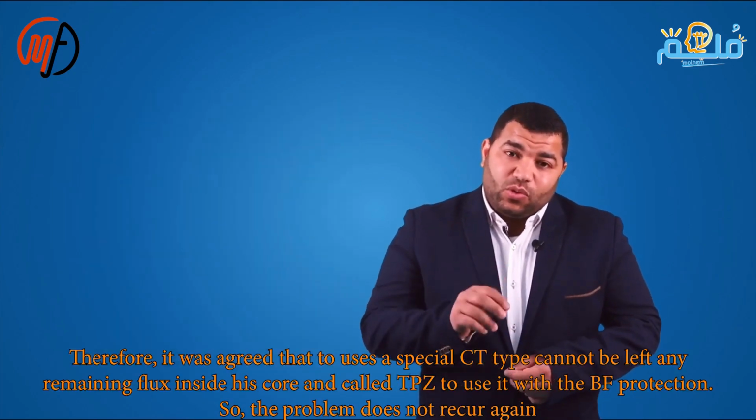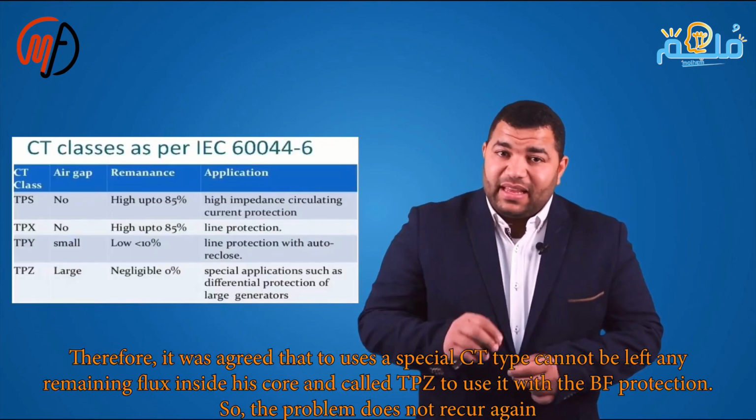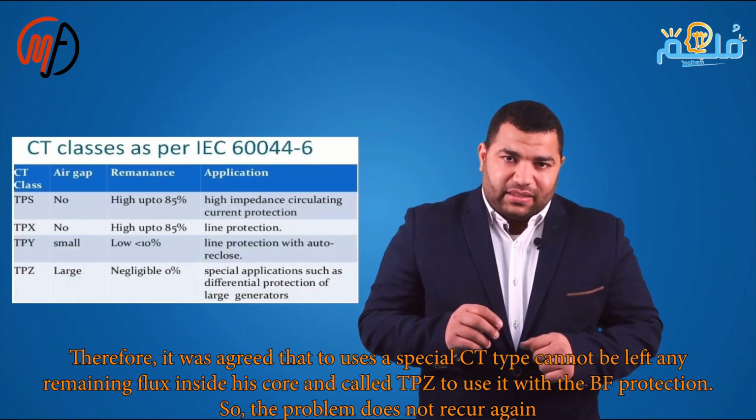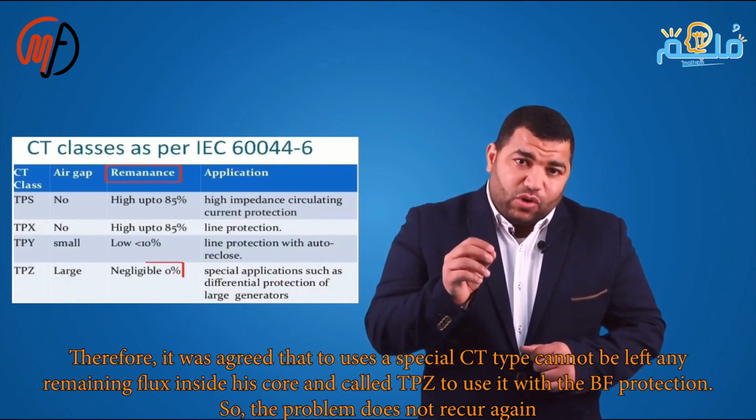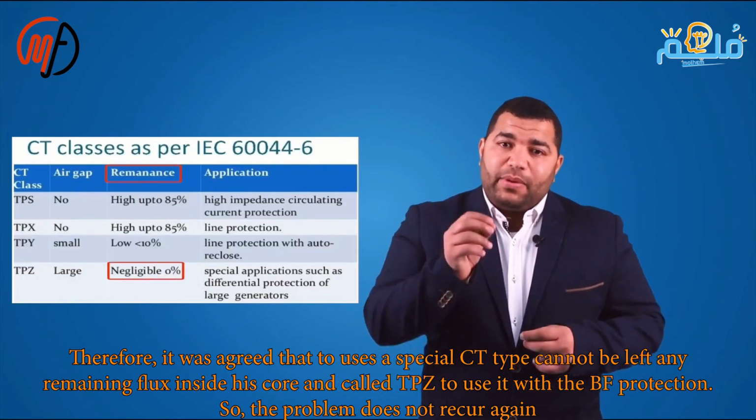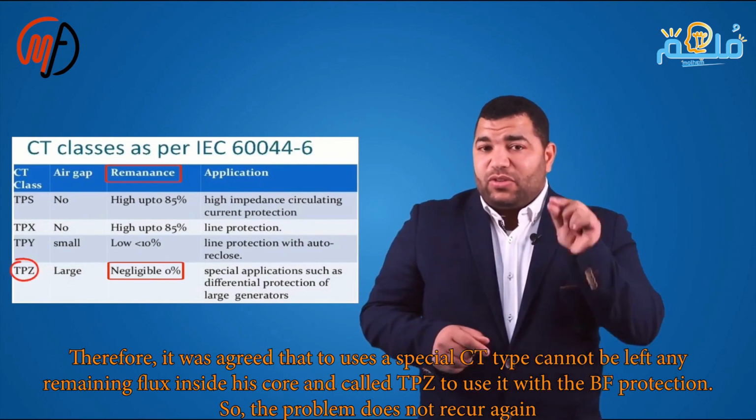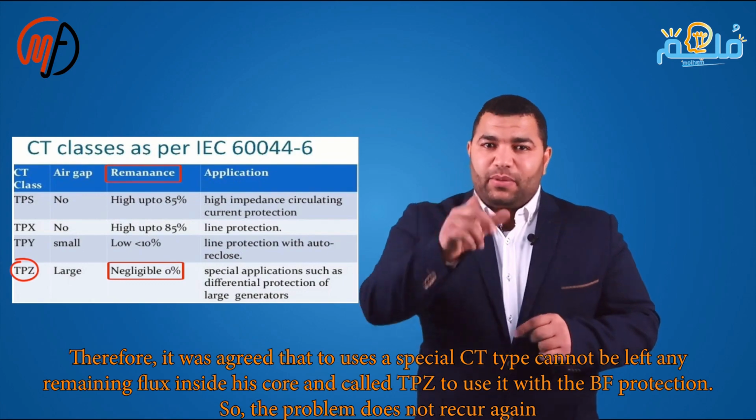So, it was agreed to use a special type of CT that cannot retain residual flux inside it, meaning its remnant is almost zero or negligible. This type is called TPZ, and it's used for breaker failure to prevent the problem from happening again.